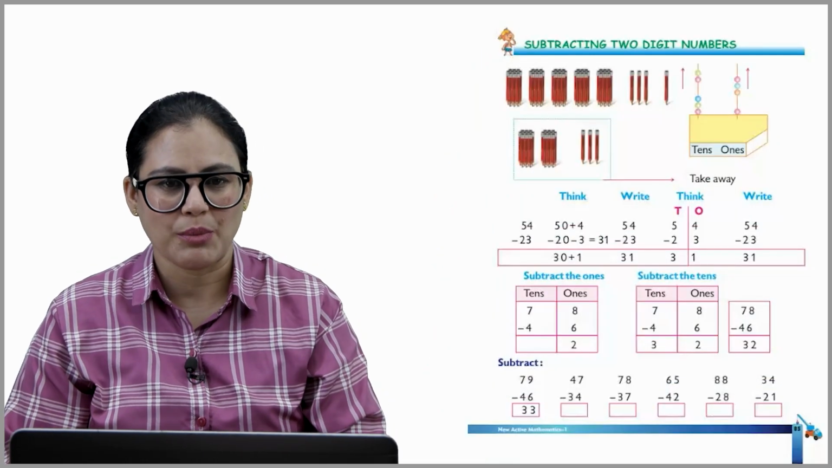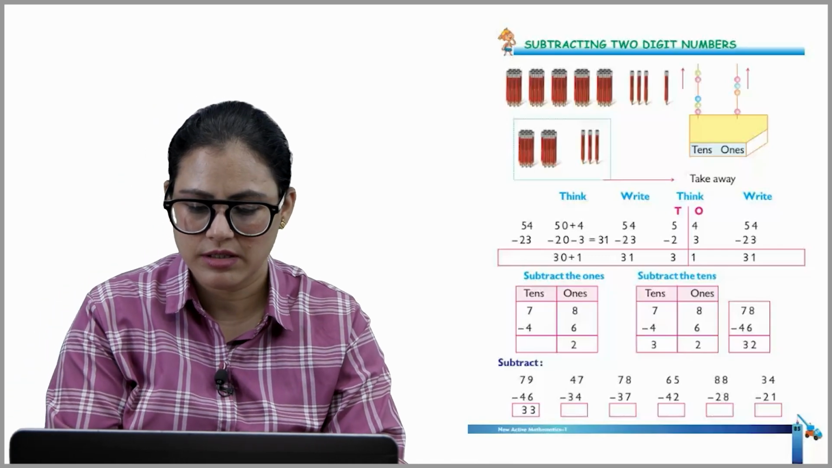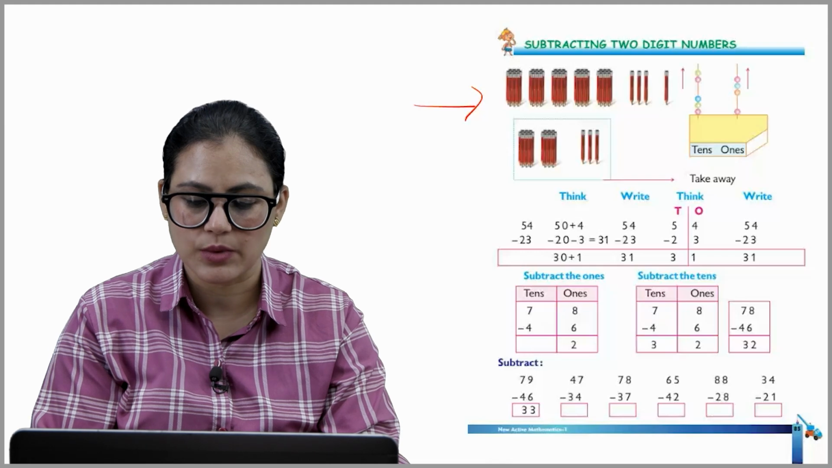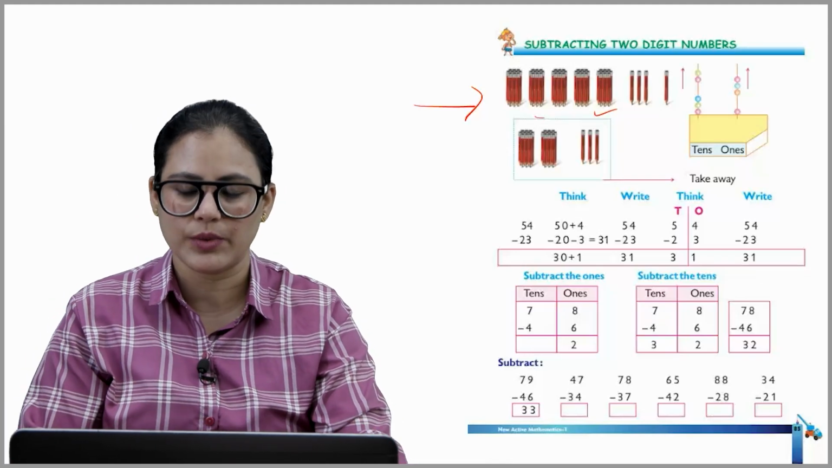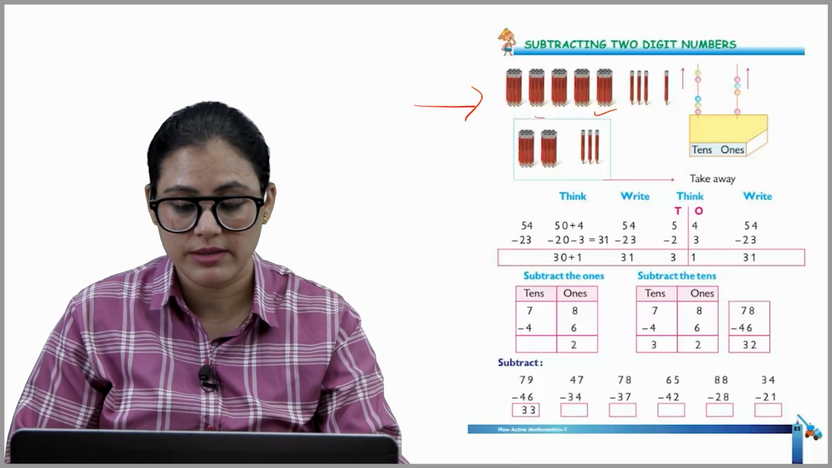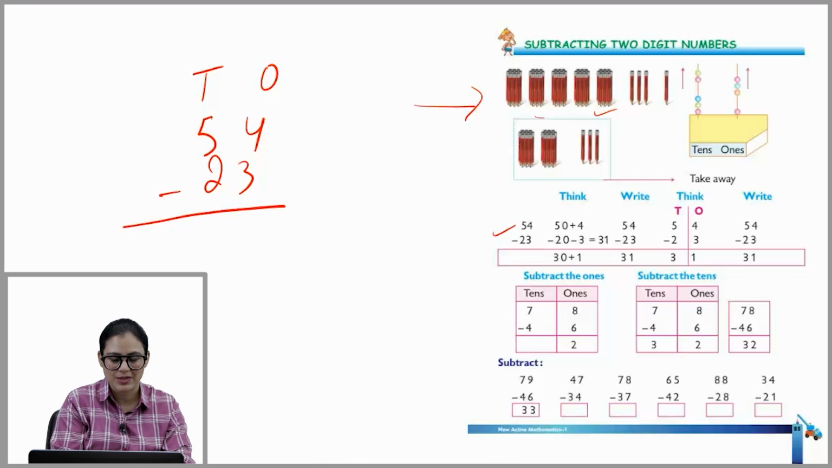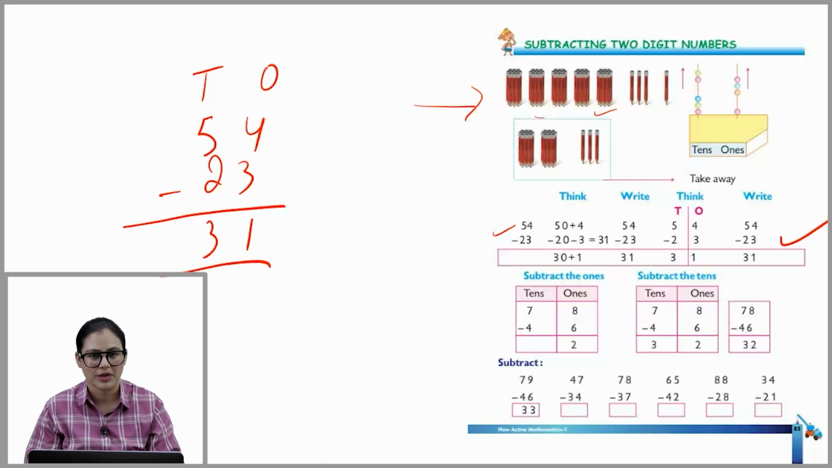Subtracting 2-digit numbers. You have two numbers, 54 minus 23. This is 54, 5 tens, 4 ones, and this is which has been taken away, 23, 2 tens and 3 ones, okay. So, how will we subtract these two numbers? We will arrange them in columns, ones and tens. 54 minus, we have this number 23, okay. 4 minus 3 is 1 and 5 minus 2 is 3. So, the answer is 31, right.